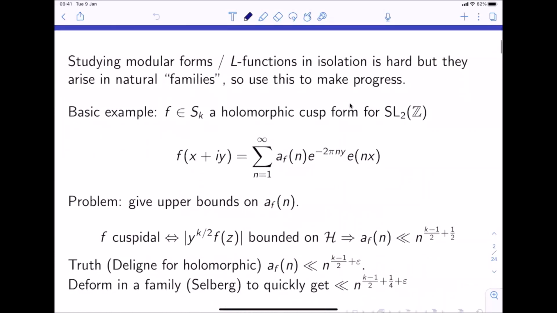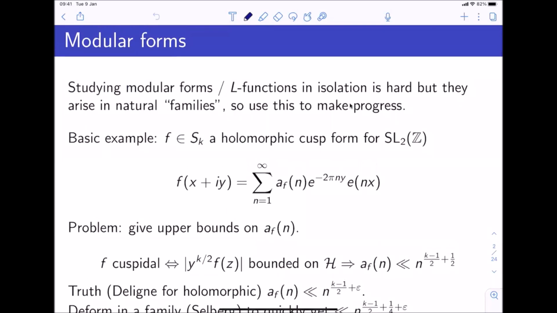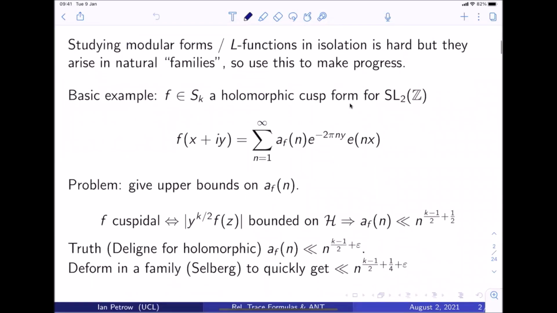So I just want to start with very basic things. We're just going to talk about modular forms at the very beginning of the talk. There's a well-known philosophy that if you want to study a single modular form or an L function in isolation, this is usually difficult, but modular forms arise naturally in families. And so we can use this to make some progress on general difficult questions in the study of modular forms or L functions. I'm just going to give the world's most basic example of how in practice we make use of families of modular forms.